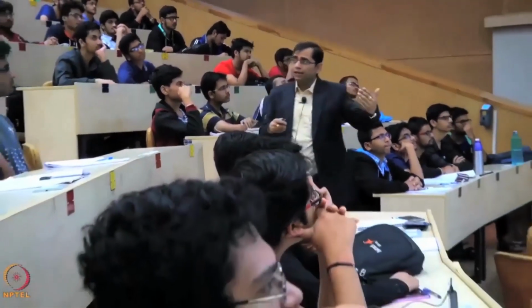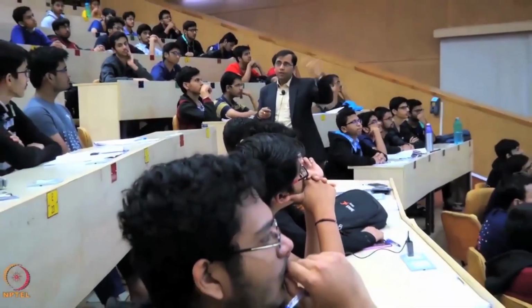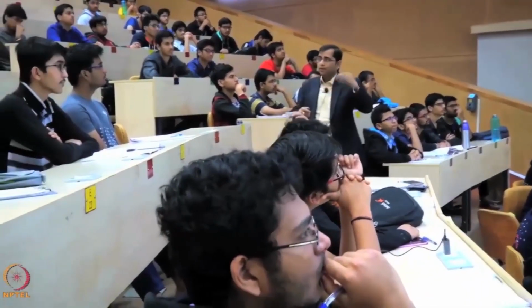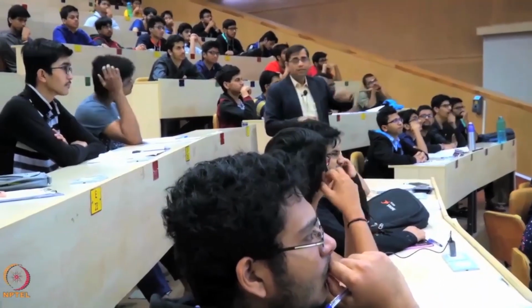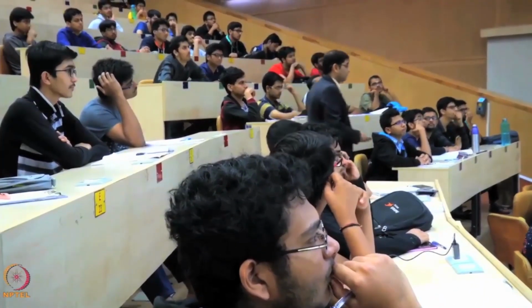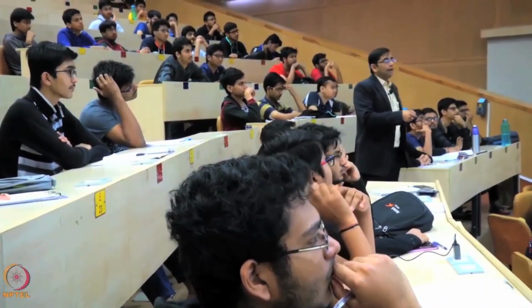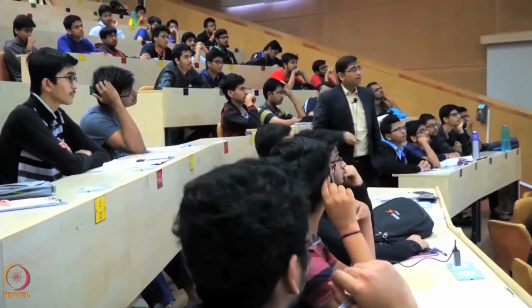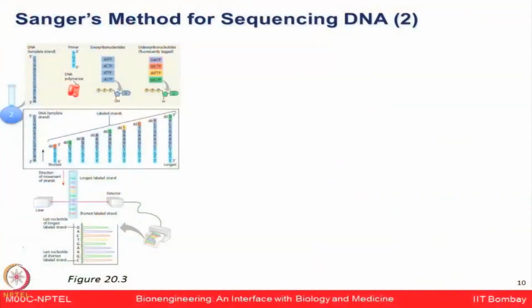And because it is fluorescent labeled, you can actually read from the fluorescent scanners what this base pair is, whether it is A or T or G or C. So the first step was to just add the reaction components, right? Then the second part was to do synthesis of the new strand.